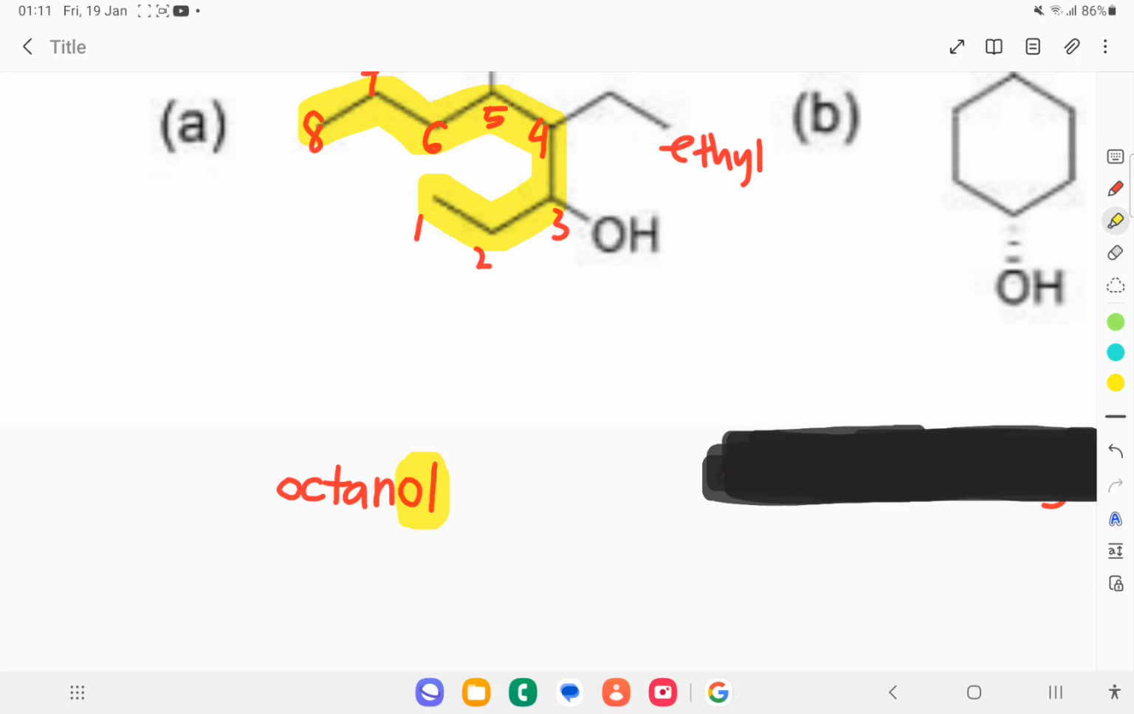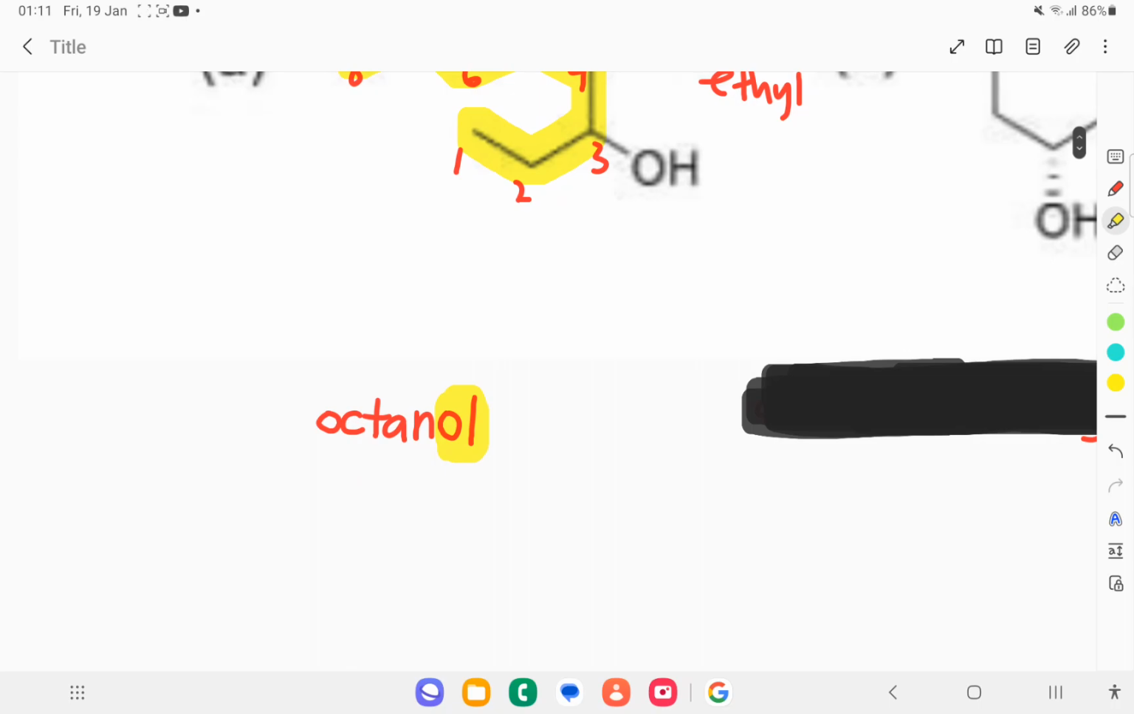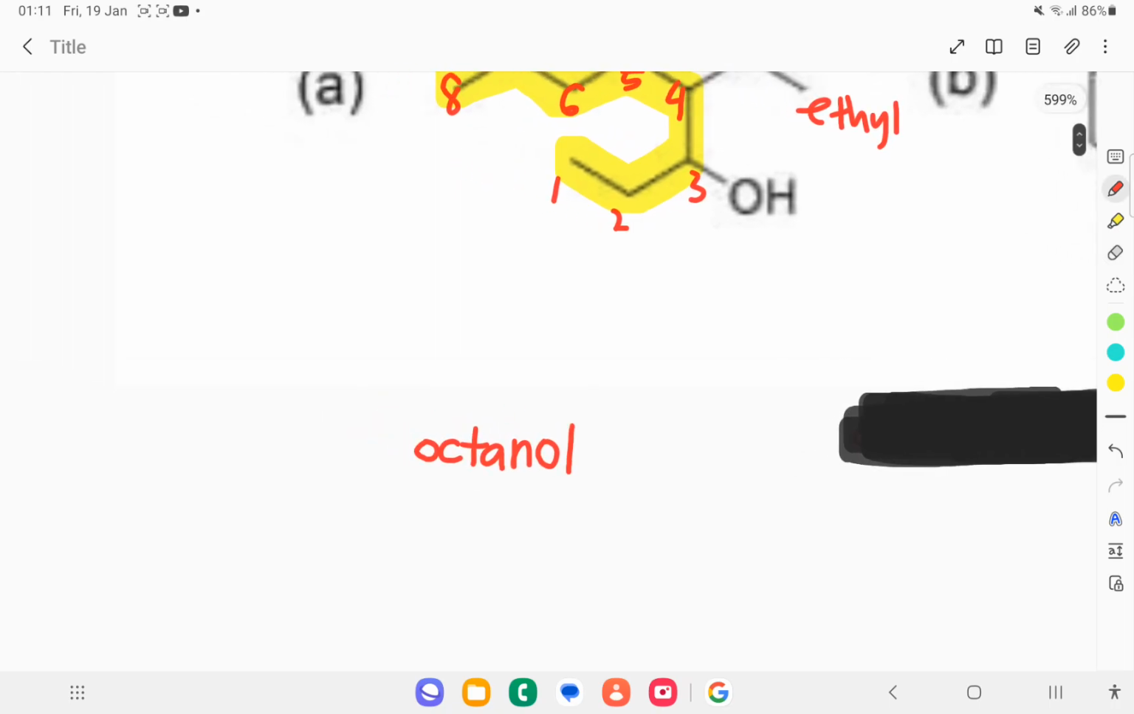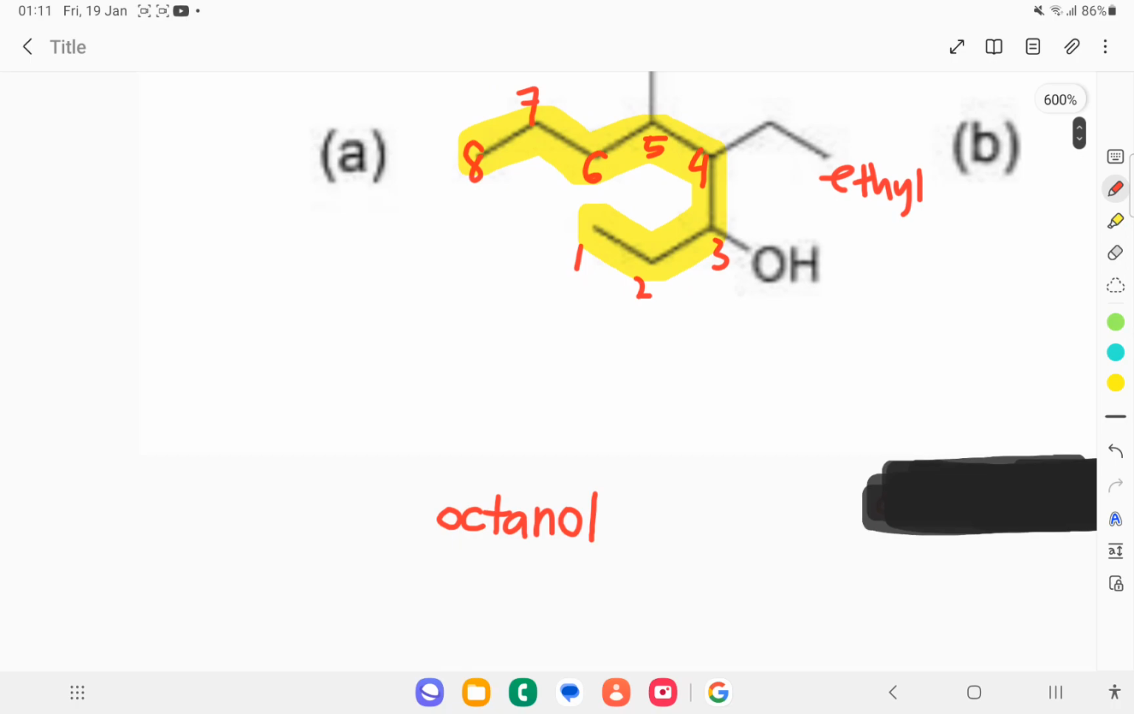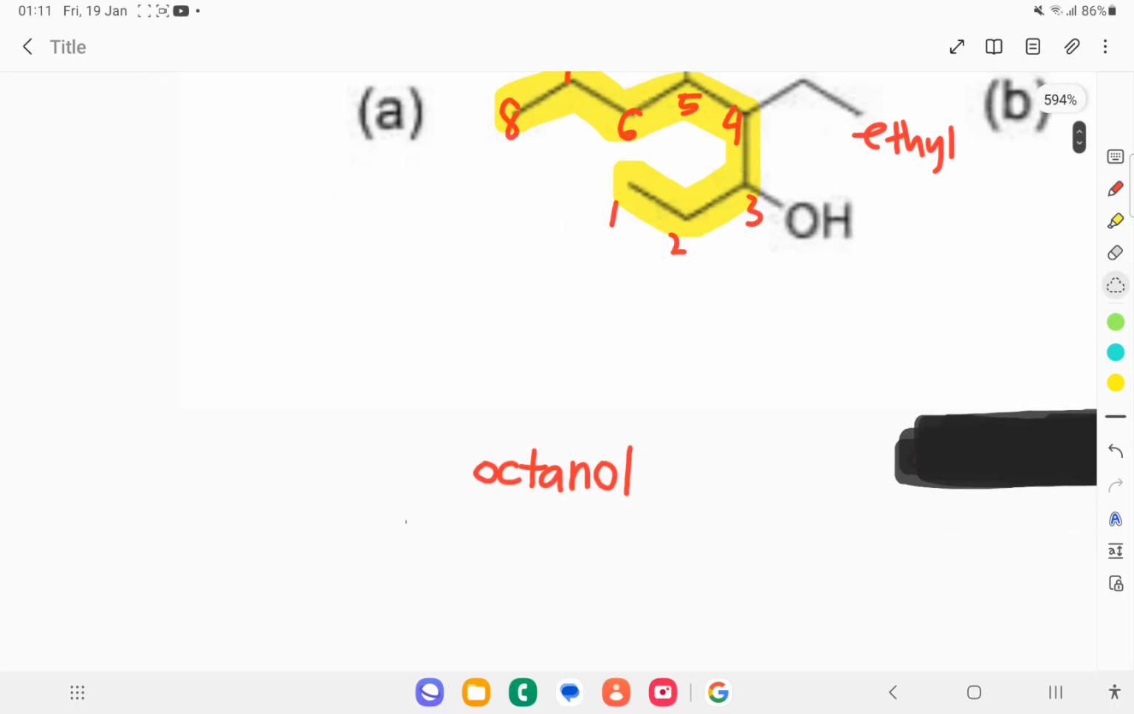-ol means that the functional group is alcohol, or the compound is alcohol. So octanol is the longest carbon chain name: a carbon with OH attached to it, 8 carbons, octan. And then look at the position of OH. It's bonded to the third carbon. So put number 3, octanol.